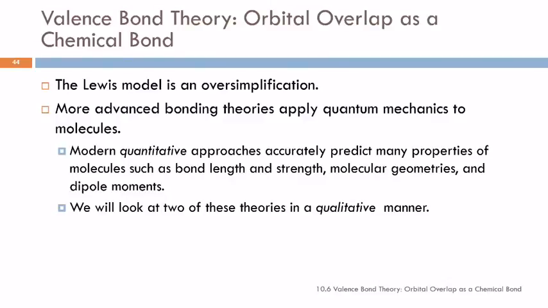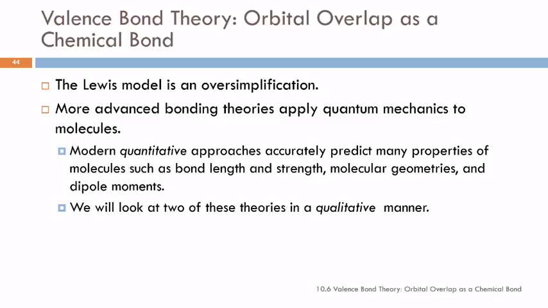Okay, valence bond theory. We've been discussing the Lewis model and VSEPR theory. As I told you earlier, the Lewis model is an oversimplification, but it's relatively easy to understand, and it does work for a lot of things. There are more advanced bonding theories that we're going to look at. We're going to look at two of them, and they apply quantum mechanics to the idea of bonding in molecules.